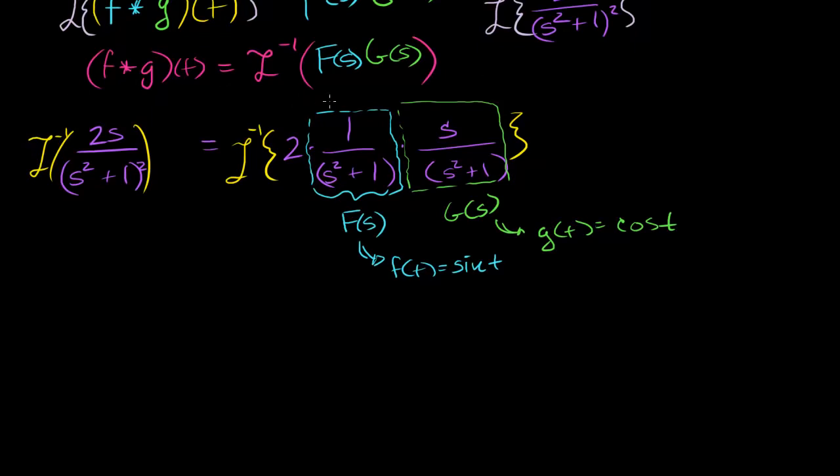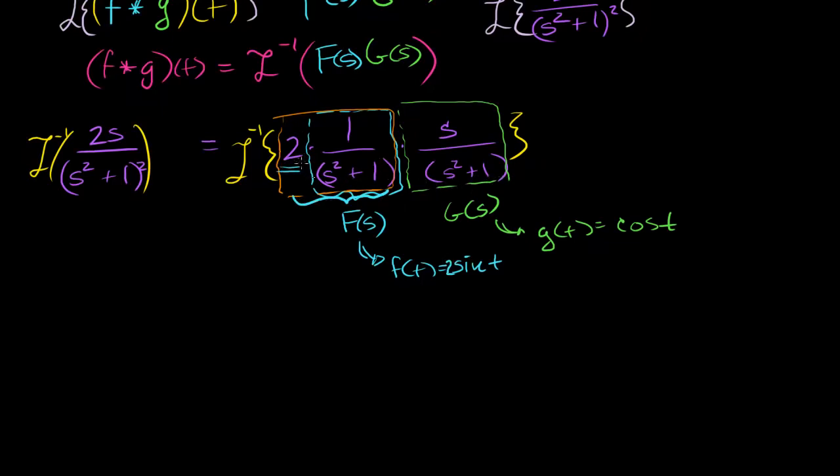Actually, a better thing to do, instead of taking the 2 out so I can leave it nice and clean: if I were to draw a box around this whole thing and define it as f of s, then f of s is the Laplace transform of 2 sine of t. I just wanted to include that 2. I didn't want to leave that out and confuse the issue. I wanted a very pure f of s times g of s.